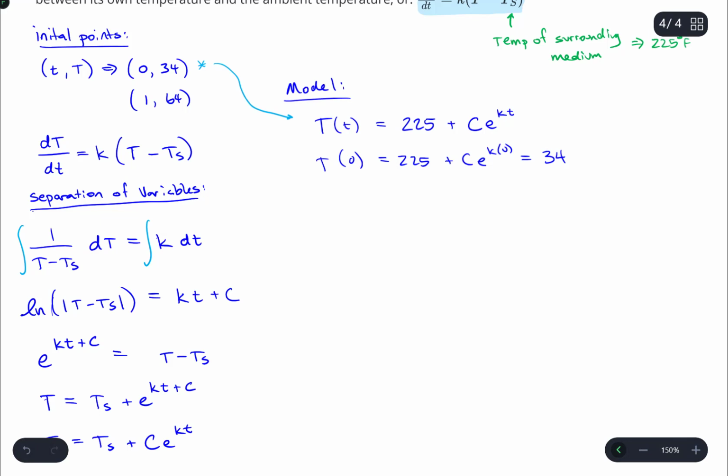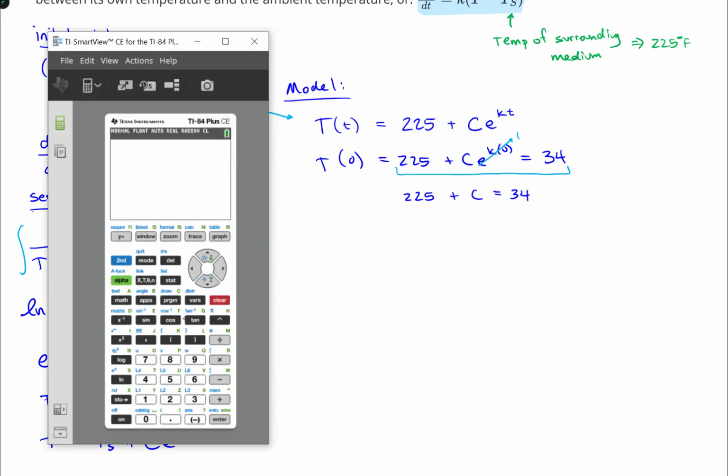Now I'm effectively just working with this side of the equation here. But watch what happens. First off, this would be e to the 0th power, which is just 1. So I end up with 225 equals, plus c is equal to 34. And then I subtract 34 from both sides, so let's do that. 225 minus 34 gives me 191.